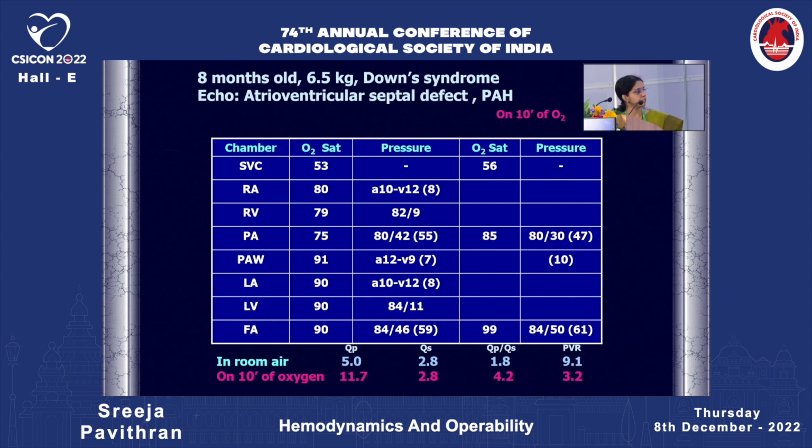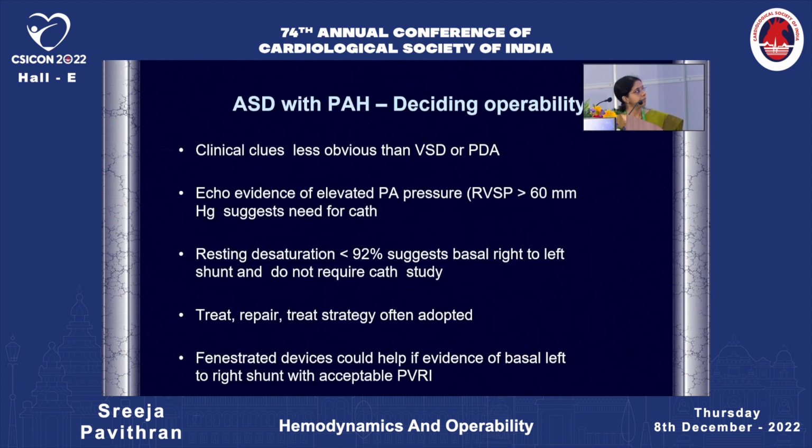So the QP/QS, which was 1.8 in the room air, has increased to more than 4, and PVRI, which was 9, has fallen to 3.2. So this is favoring operability.